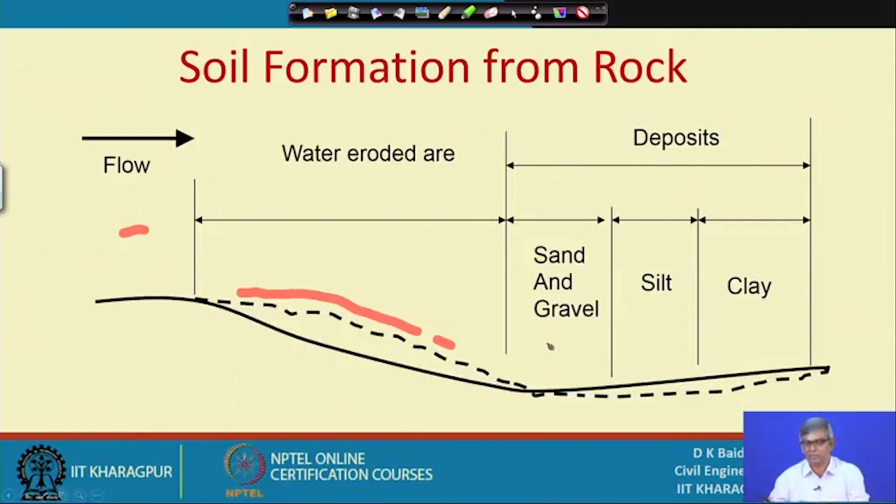Then when the river becomes deeper, reaching level ground, the velocity will obviously be reduced, and because of this reduction in velocity, the bigger particles, sand and gravels, will start depositing first, then later silt, and close to the sea it will deposit the clay. This way, in different reaches of the river we can find sand, gravel, silt and clay. So, this is the formation of soil by a weathering process, and the type of weathering is water weathering.